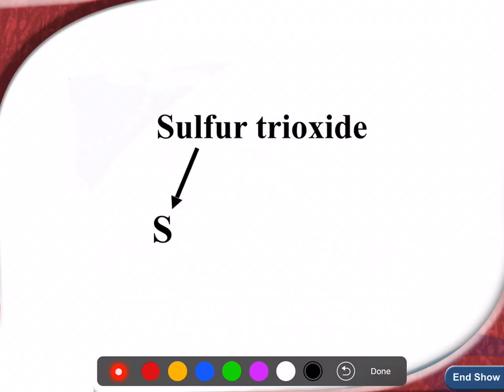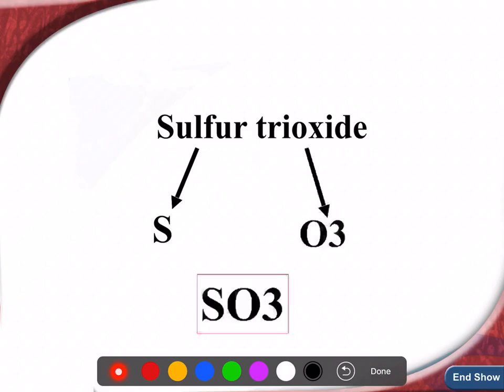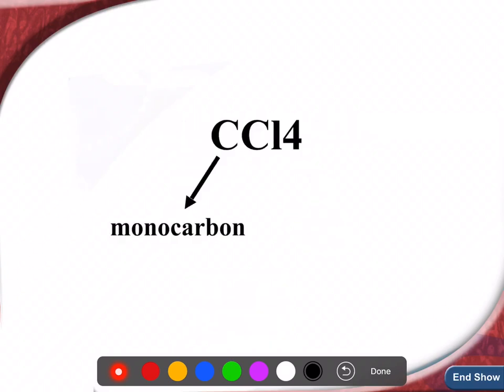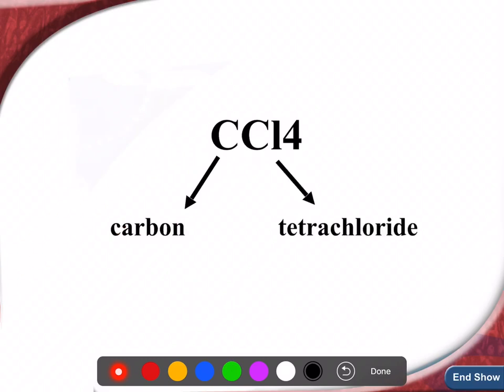So sulfur trioxide means you have 3 oxygens, 1 sulfur because there's no prefix on it. So you get SO3. On this one, it's 1 carbon, sorry, not 14, 4 chlorines. So 1 carbon just means it's going to be carbon. And then you have 4 chlorines, so tetrachloride.